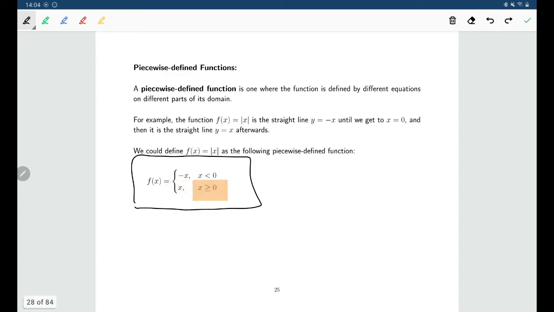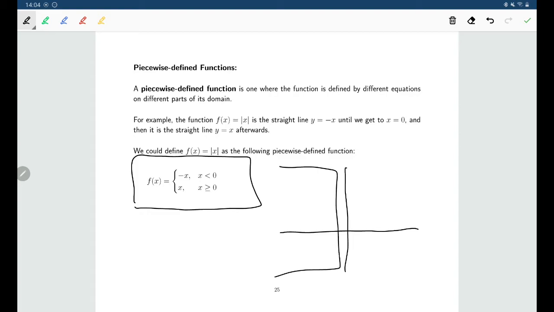And so if you were to follow those instructions, you'd say, well, for all the values of x that are less than 0, so on the left side of the origin, I'm going to graph the line that has a slope of negative 1. Okay, so far so good. And then for the values of x that are 0 and larger, I would graph the line that has a slope of positive 1, y equals x. And lo and behold, there we go. We've got our absolute value function.